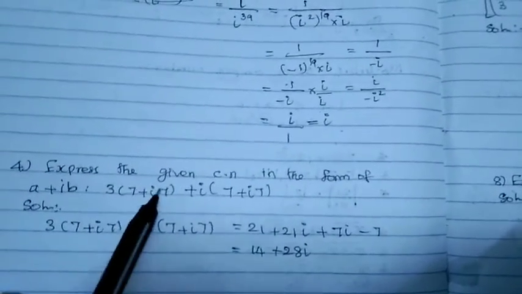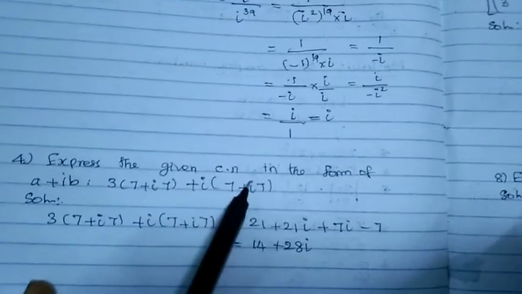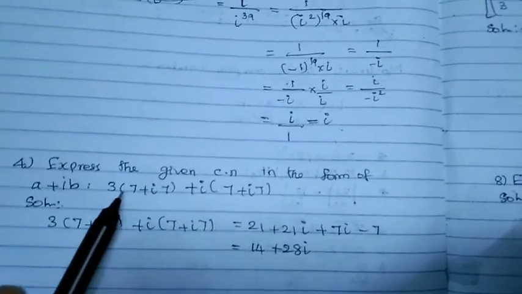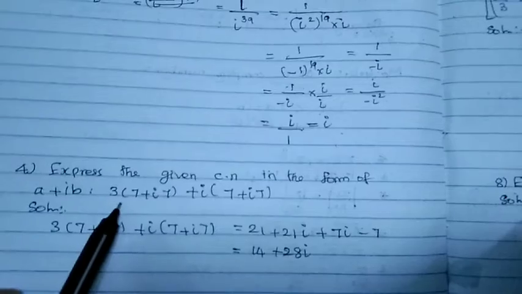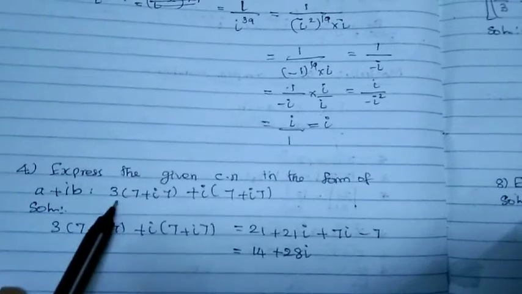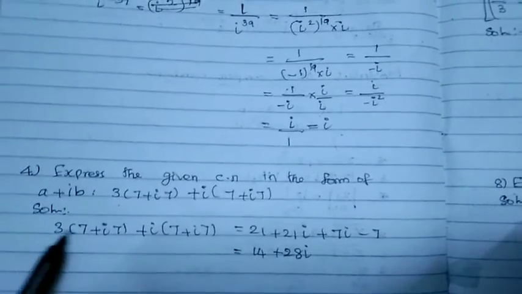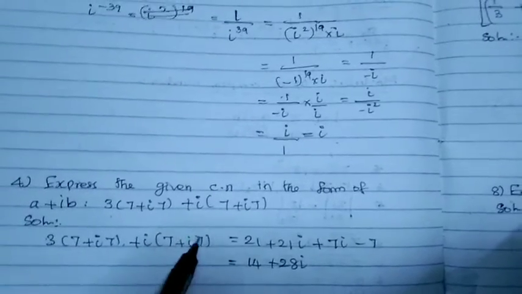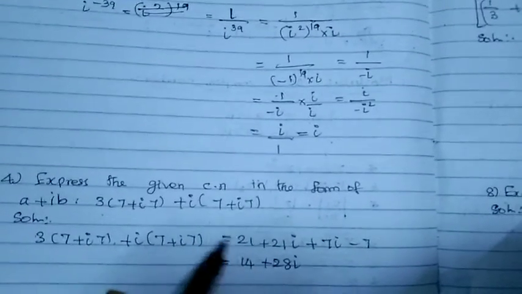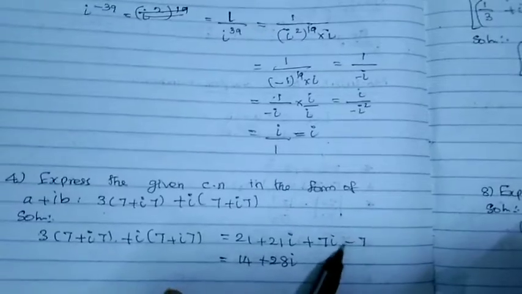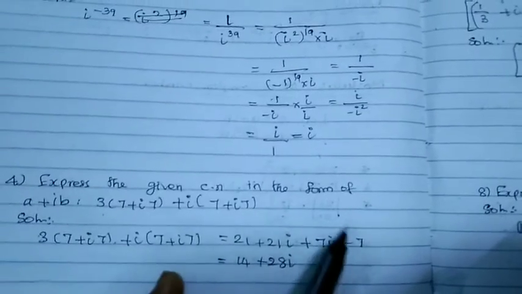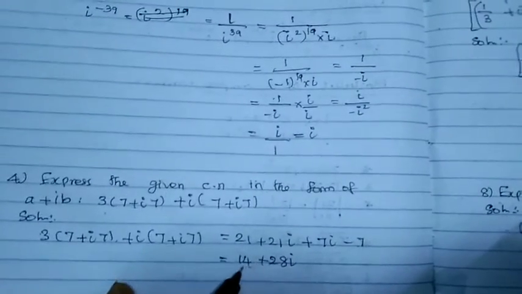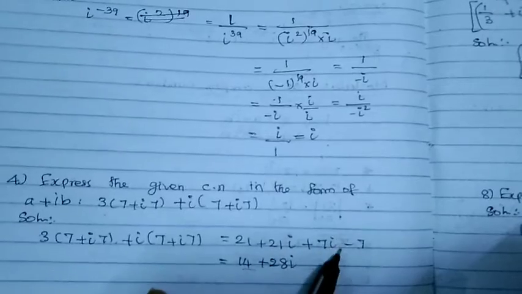Next one, express the given complex number in the form of a plus ib. So 3 into 7 plus i7, plus i into 7 plus i7. First of all, we just take the number outside of the bracket. Then take a multiplication between this and this. So we are getting 21 plus 21i and then 7i plus 7i square. The value of i square is replaced by minus 1. So we get minus 7. Now combine 21 with minus 7, we get 14. And then 21i plus 7i becomes 28i.